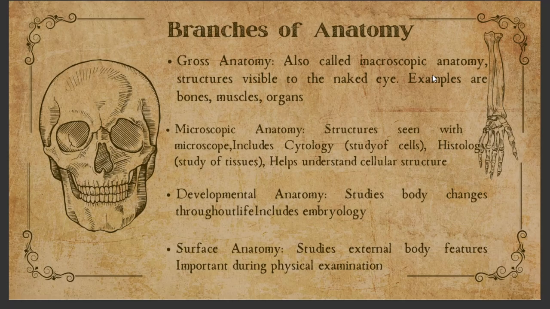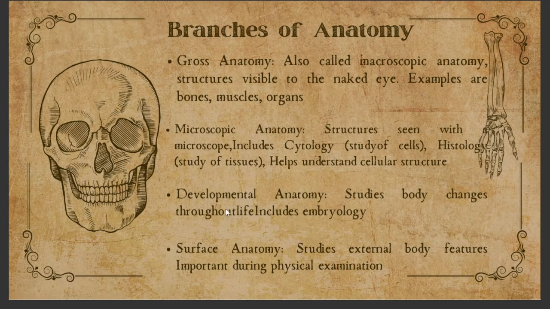Now the next one is microscopic anatomy. These are structures seen with the help of microscope. And take note that microscopic anatomy is also known as histology, really. So there are structures that can only be seen with the microscope, be it light microscope or the electron microscope, right? So that's microscopic, take note.